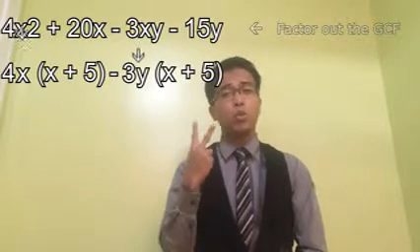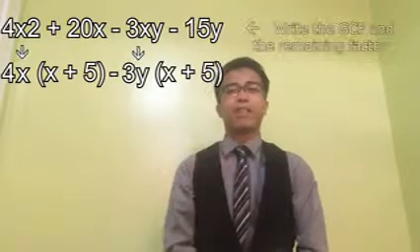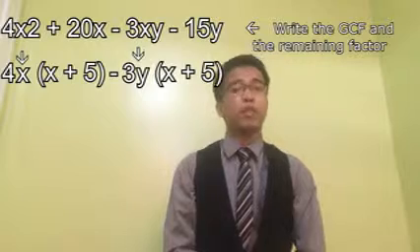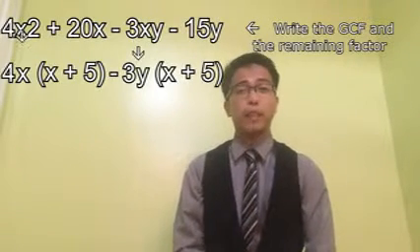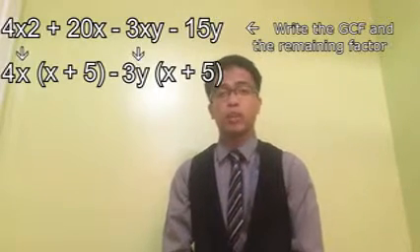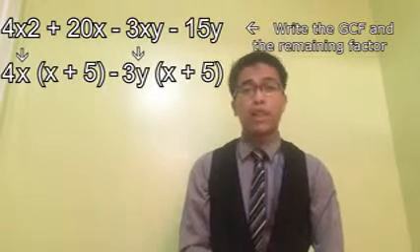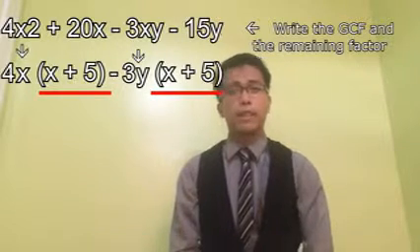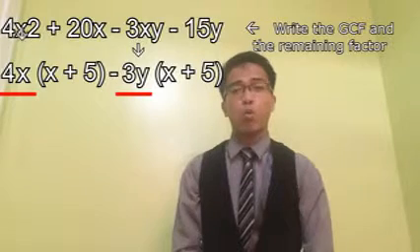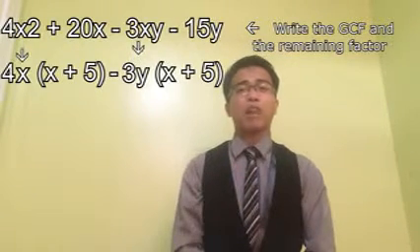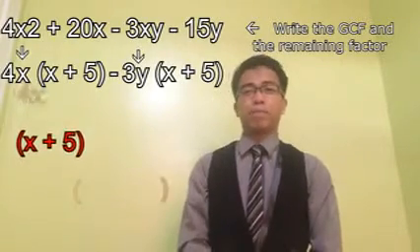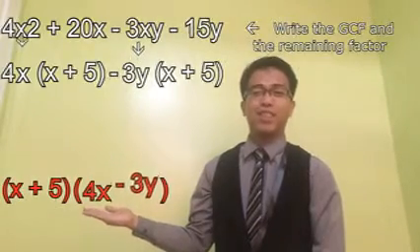Now that we have the GCF of the two groups, let's proceed to step 3. Write the expression as a product of the GCF and the remaining factor. If you remember what I said earlier about making sure that each group has the same GCF, then we can proceed to step 3 without a problem. In this expression, both have the same GCF, which is x plus 5, and the remaining factors, which are 4x and negative 3y. So, all we need to do is to arrange it as the GCF and the remaining factor. Now, we have our final answer, which is x plus 5 times 4x negative 3y.